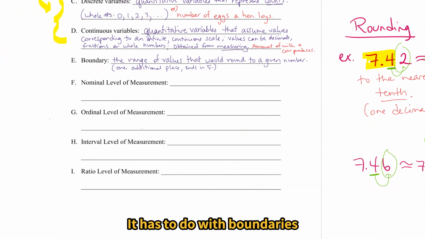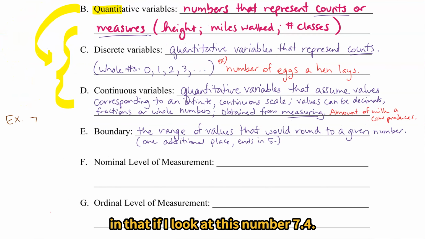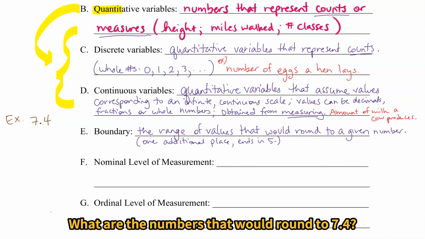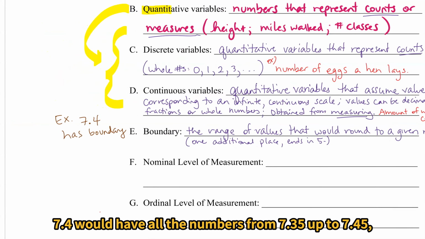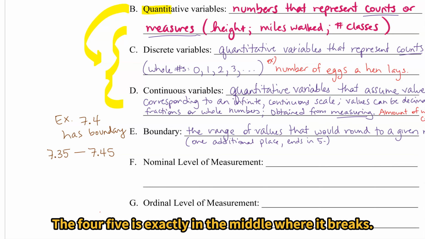It has to do with boundaries in that if I look at this number 7.4, what are the numbers that would round to 7.4? Well, 7.4 would have all the numbers from 7.35 up to 7.45, but not including the 7.45. The 7.45 is exactly in the middle where it breaks.